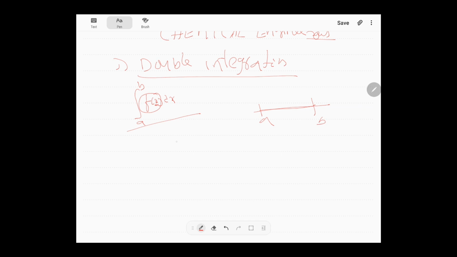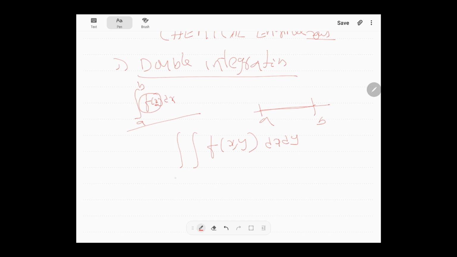Whenever you come across the integration of a function involving two variables x and y, how do you do the integration with respect to both the variables? It is represented like this: double integral f(x,y) dx dy.